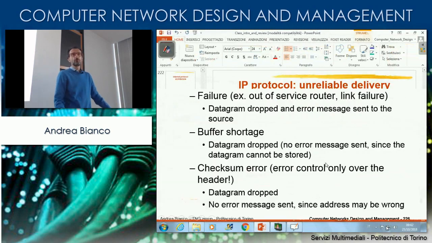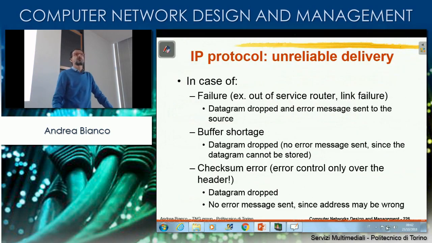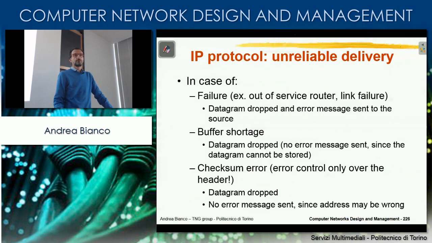So in case of failure, you drop the datagram and you send a message to the source saying, I dropped this packet. If you have a buffer shortage, which means that the buffer is filled up, you drop the packet and you cannot do anything because you cannot write the datagram, so you are not able to read the source address, and so you cannot send a message to the source telling it you had a problem, of course. So if the buffer is filled up, you drop and that's it.